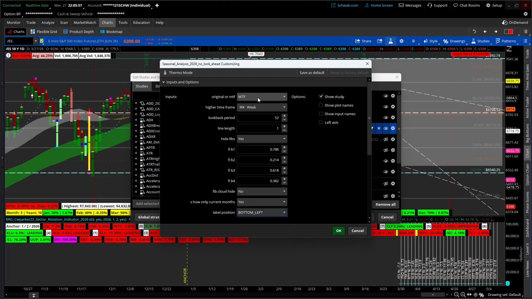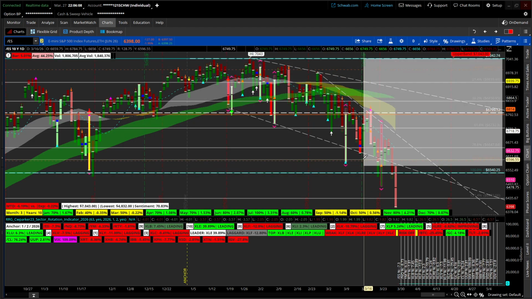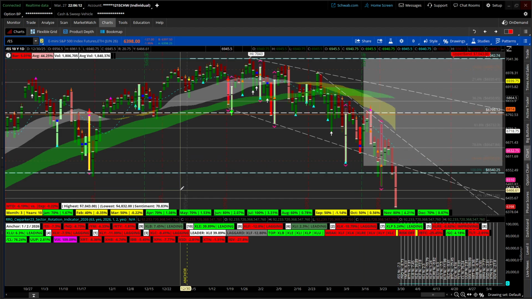This is the seasonality. You can do the current time frame. You can change the look back and the length of the lines, which is basically the lines going forward, the shadows for the Fibonacci levels going forward. These right here. But you can see the S&P 500, or the futures for the S&P 500.